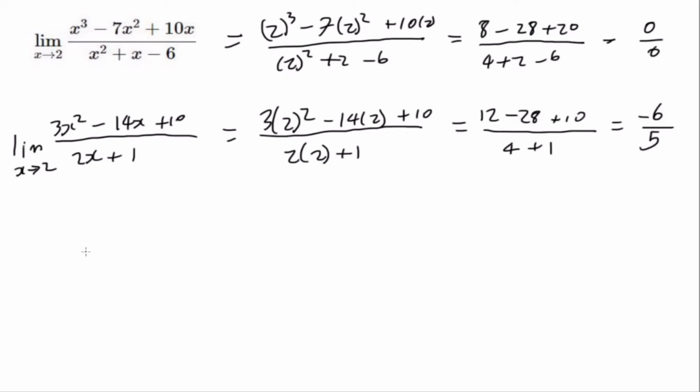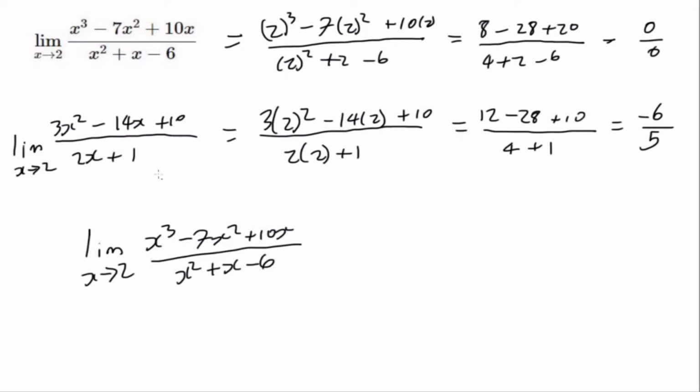The answer of the limit of x towards 2 of x cubed minus 7x squared plus 10x over x squared plus x minus 6 equals this, which equals minus 6 over 5, and that is your final answer. Well done if you got that right.